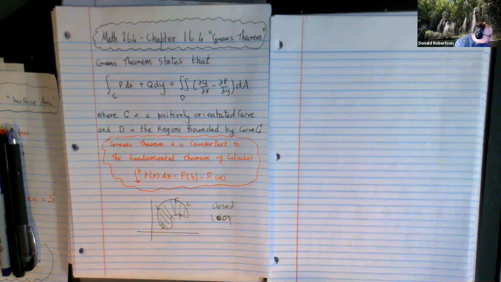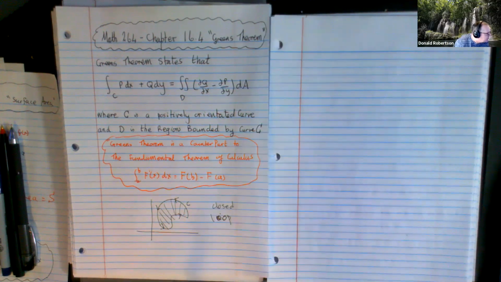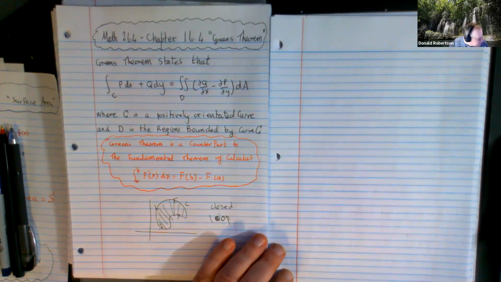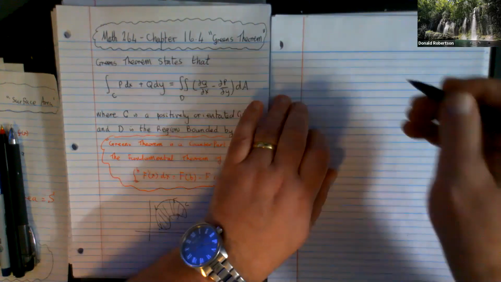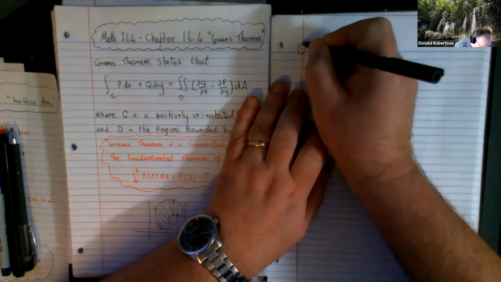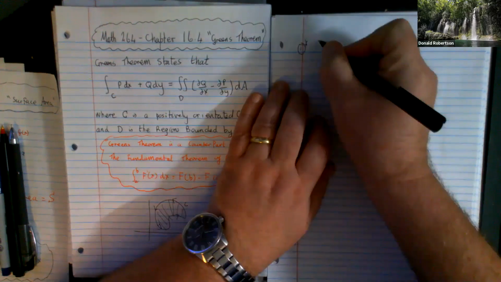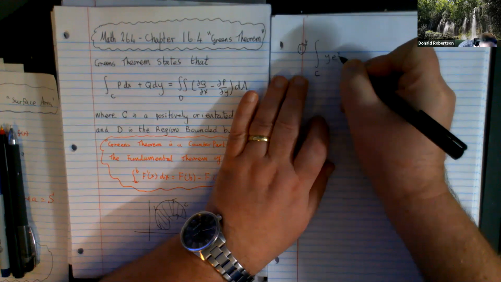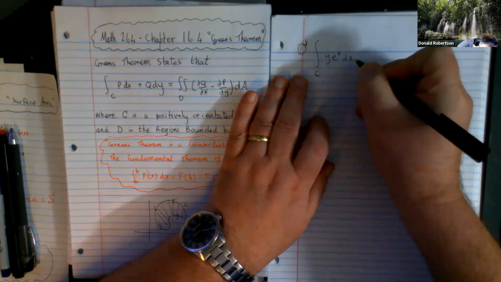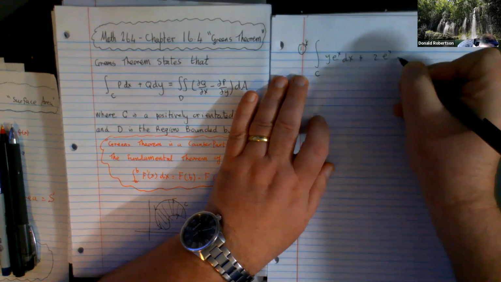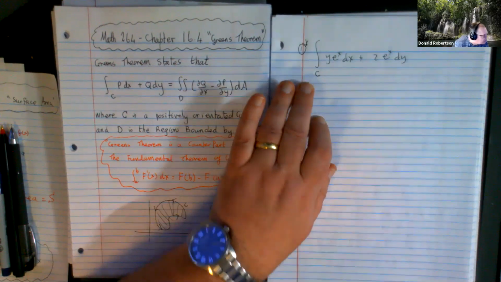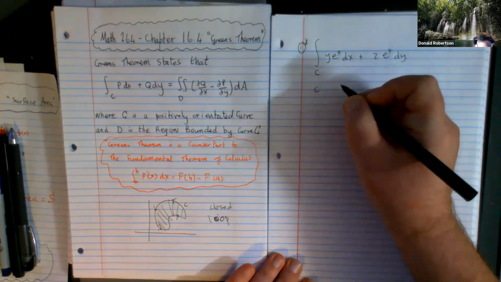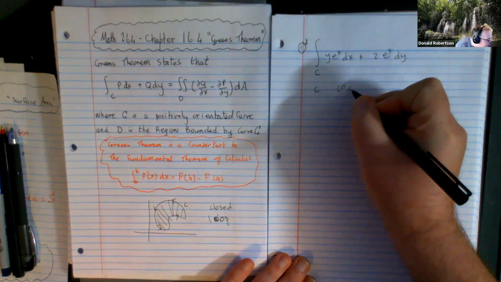So let's just figure out one that we can do. Okay, we'll start off with a very simple question, which is question 1. We're being asked to find the line integral of y e to the x dx plus 2 e to the x dy, and C is described as a rectangle using these coordinates.